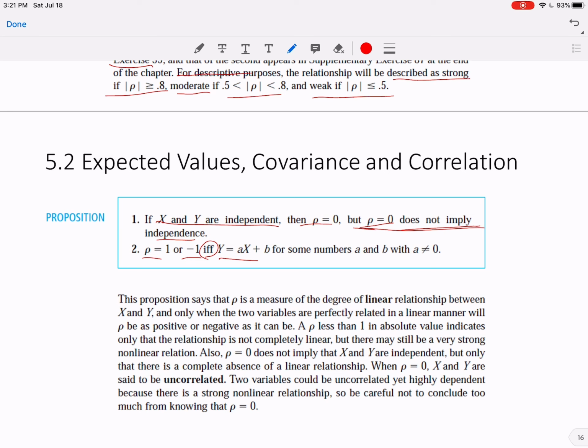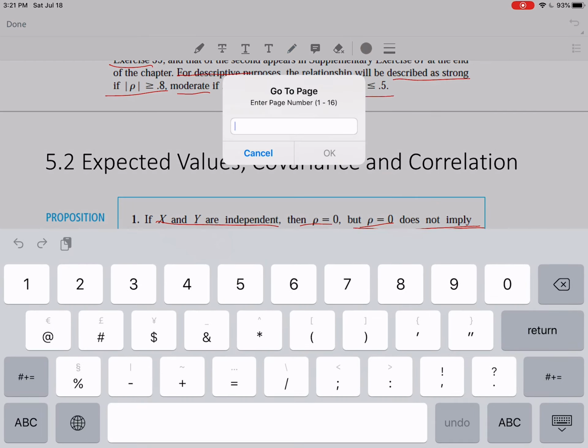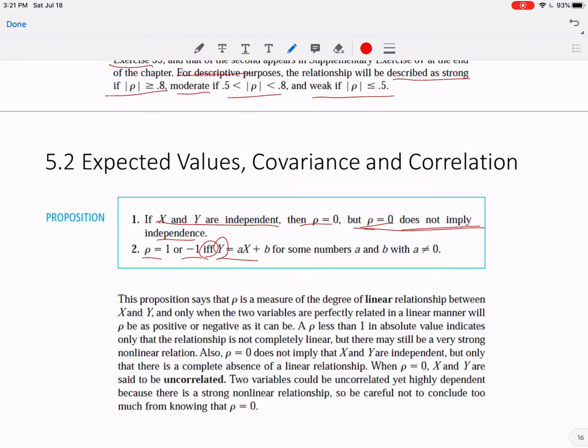So basically, if we have y equal to ax plus b, there is a perfect linear relationship between x and y. Of course, rho could be positive or negative. It depends on the sign of a. If a is negative, then rho is going to be negative 1. If a is positive, then rho is going to be positive 1. Now let's go over the statements down here quickly.